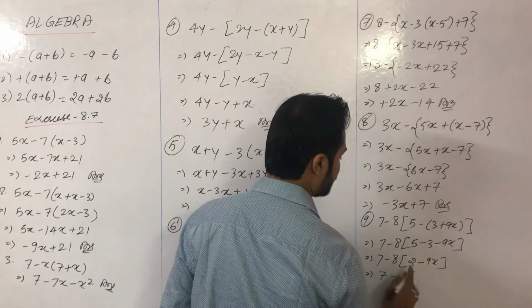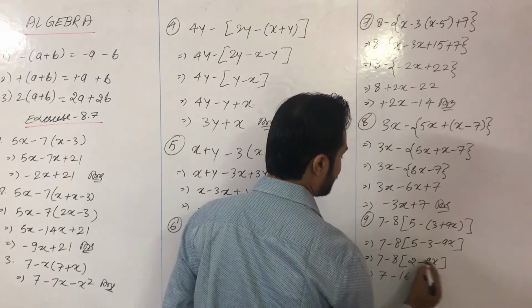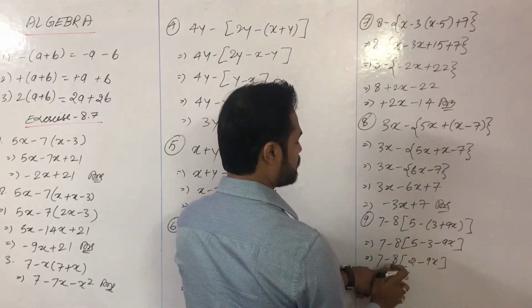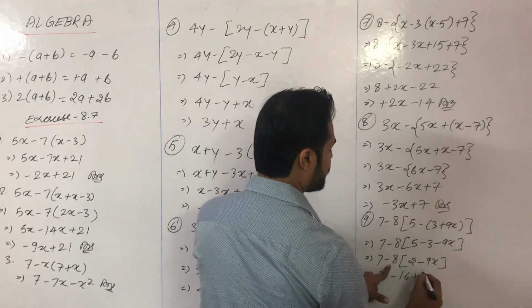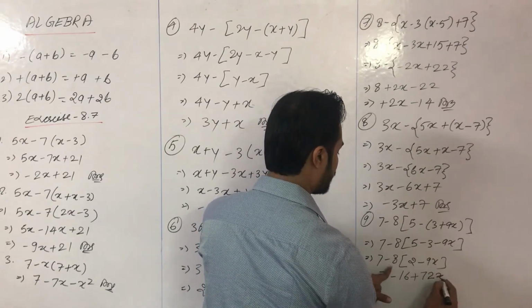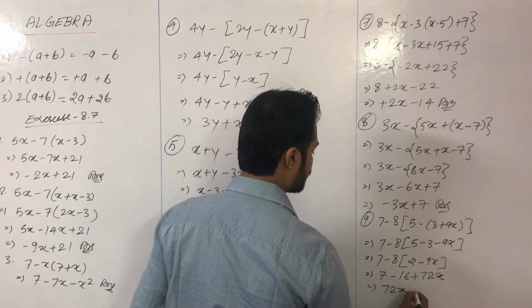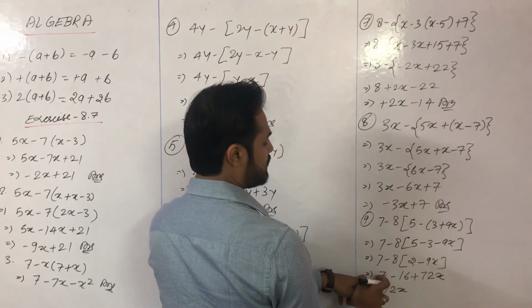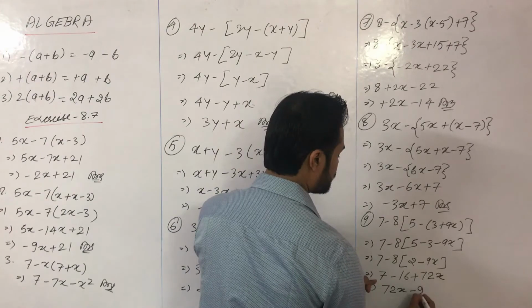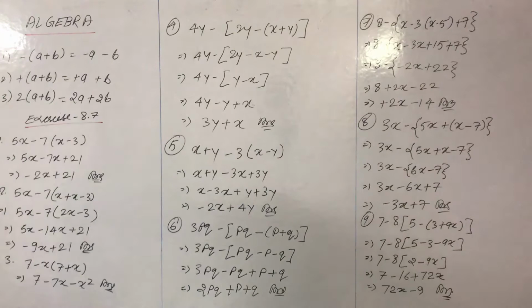Now 7 minus 8 into 2 is 16, so minus 16, and minus 8 into minus 9, so minus of 8 and minus of 9 gives plus, 8 into 9 is 72x. So the final answer is 72x minus 16 plus 7, so minus 16 plus 7 is minus 9. 72x minus 9 or minus 9 plus 72x.